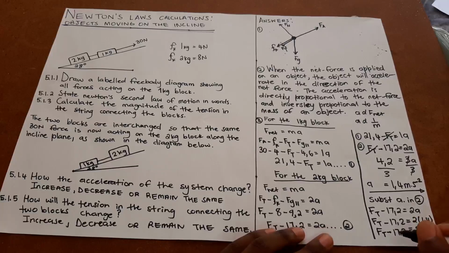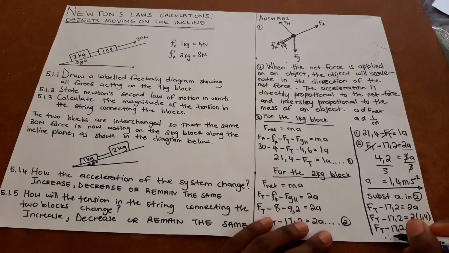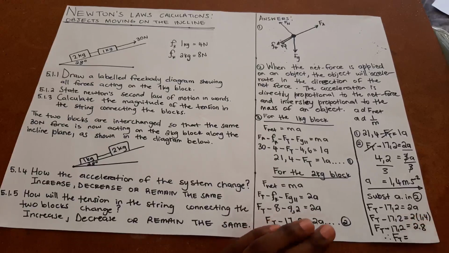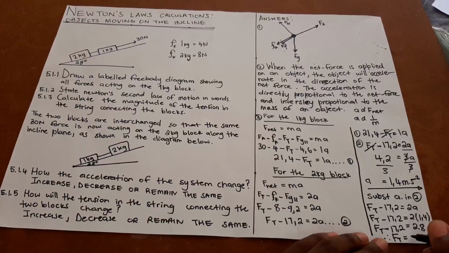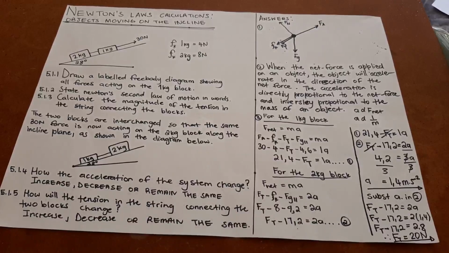Let's take 17,2 to that side. Let's say 2,8 plus 17,2. So therefore our tension force will be equal to, press on your calculator, 2,8 plus 17,2, which gives us 20 newtons. So our tension force there is 20 newtons, and that's how it goes. Let's look at the following example. Please hold on, guys.